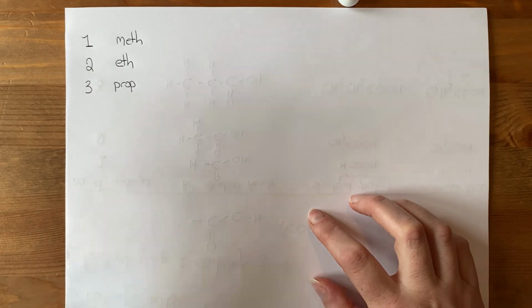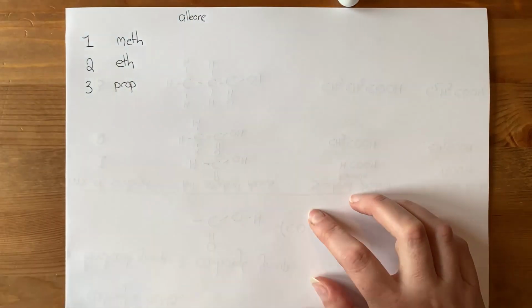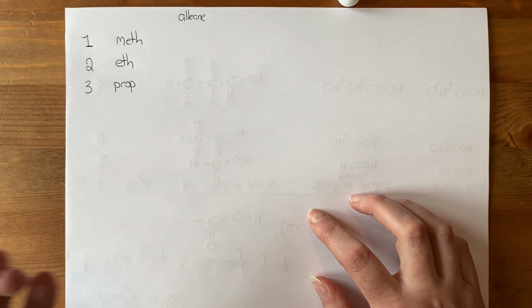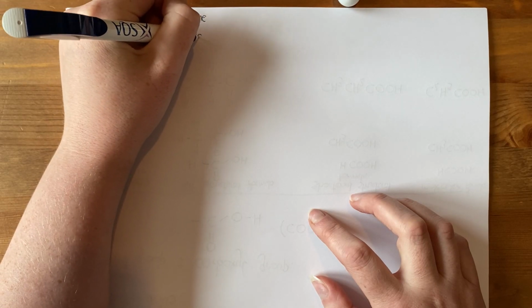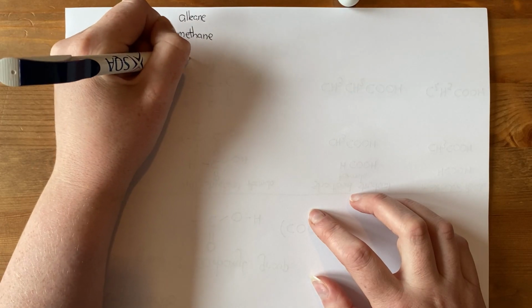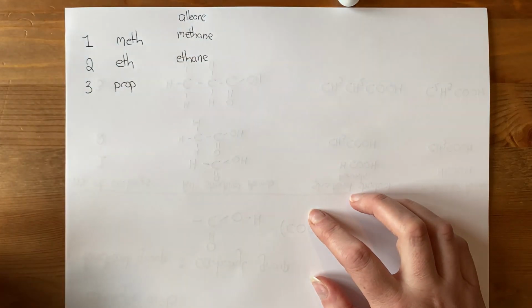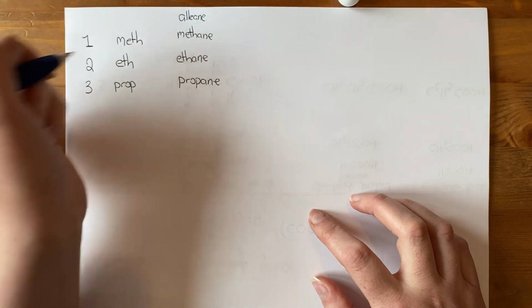If I'm going to have this as an alkane, so we always think of the parent alkane, if it was just a chain of carbons, no functional groups, it would always end in ane. So this became methane. 2 would become ethane. And 3 would become propane.